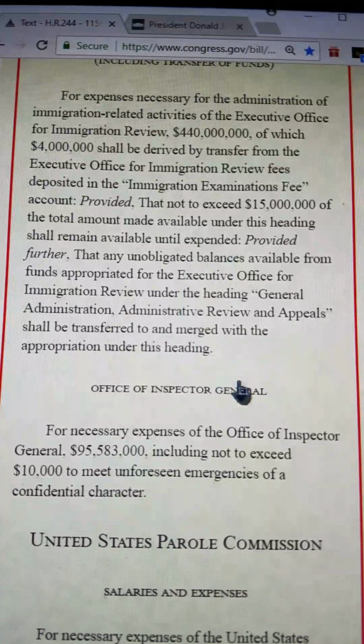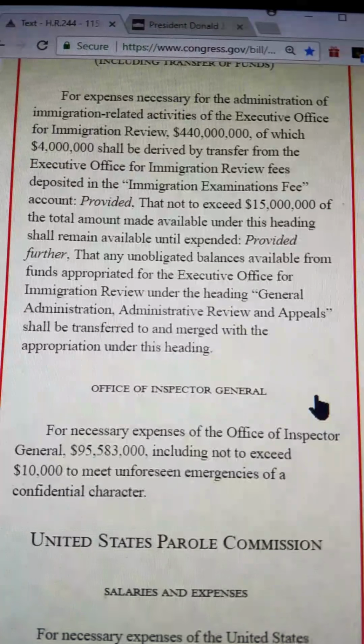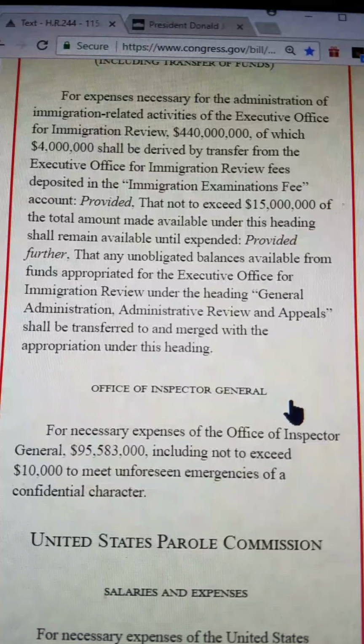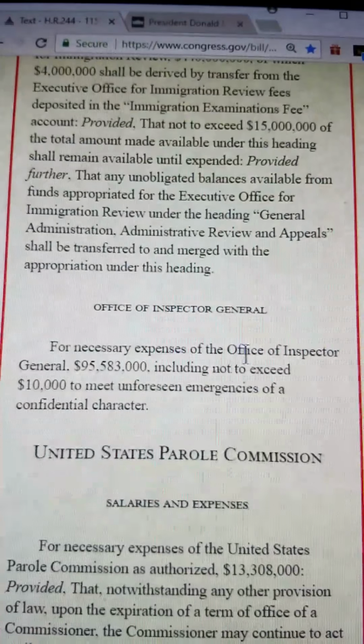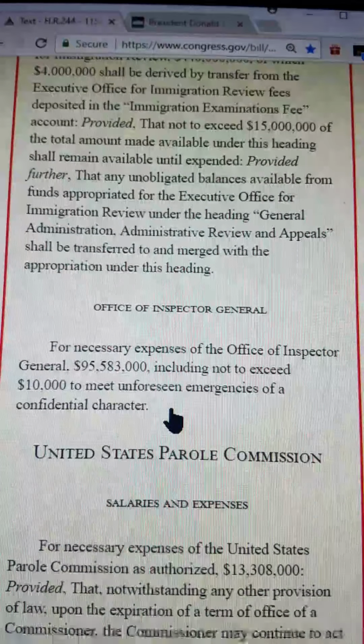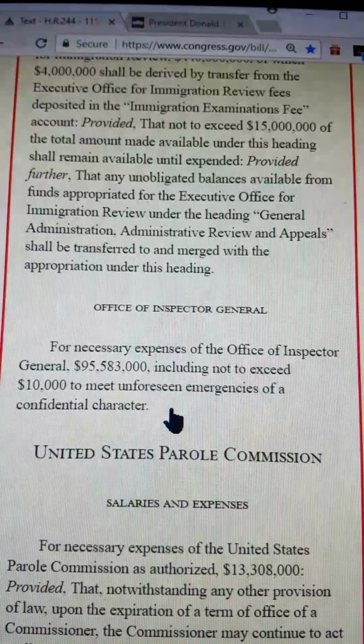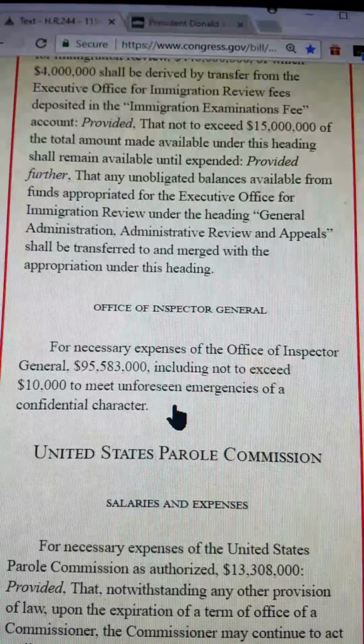Provided further that any unobligated balances available from funds appropriated for the Executive Office of Immigration Review under the heading General Administration, Administrative Review, and Appeals shall be transferred to and merged with the appropriation under this heading. For the Office of the Inspector General, for necessary expenses of the Office of Inspector General, $95 million, including not to exceed $10,000 to meet unforeseen emergencies of a confidential character.